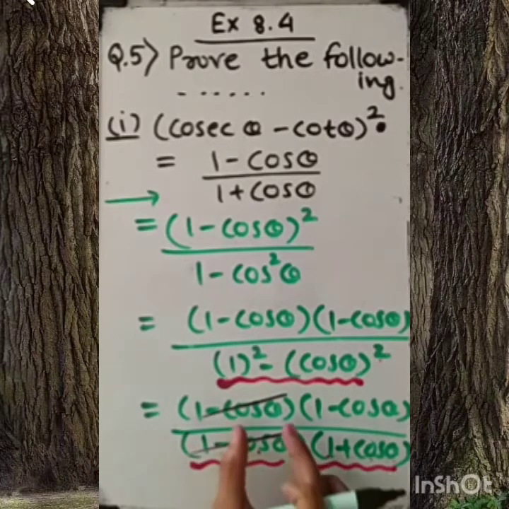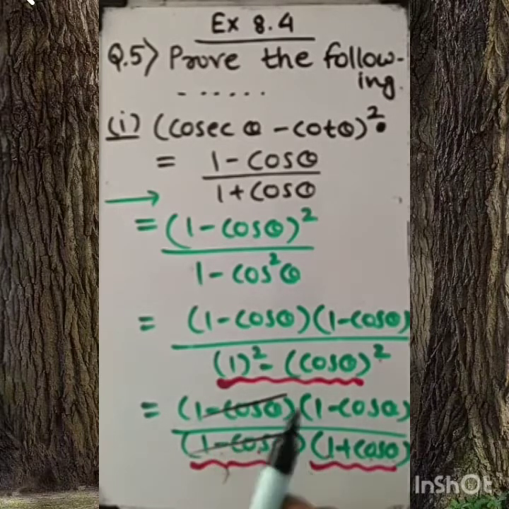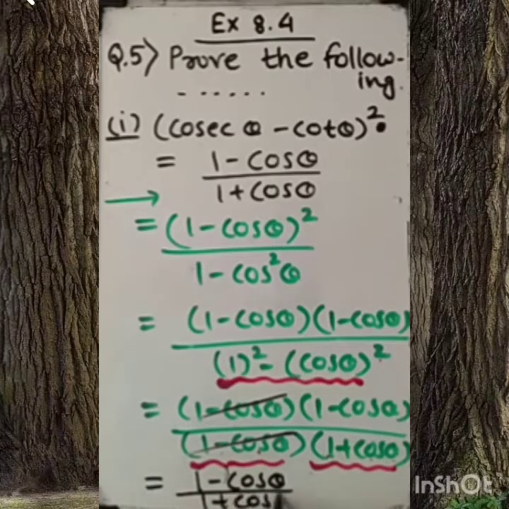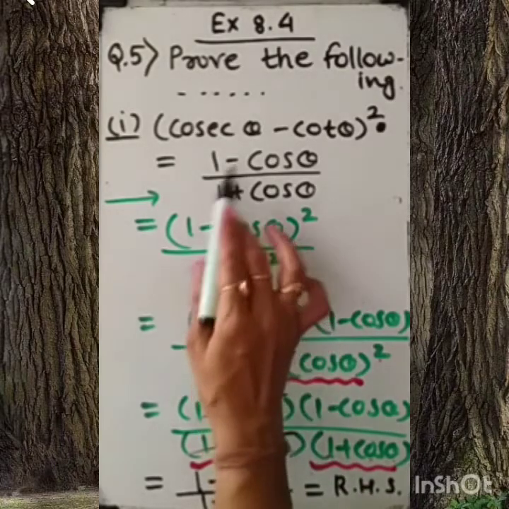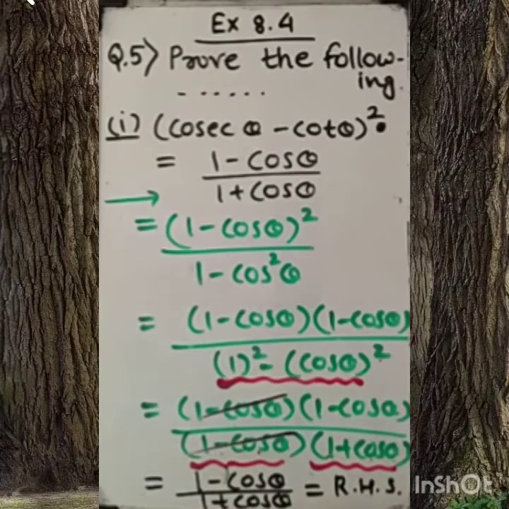But individually, cos theta upon cos theta, never. So the final answer, the remaining term with me, is (1 minus cos theta) upon (1 plus cos theta), that is equal to our RHS, right hand side. That has been proved. So in the end we need to write hence proved, or verified. This is the solution of the first question of question number 5.